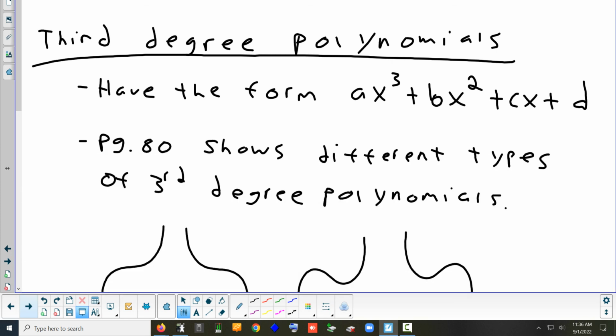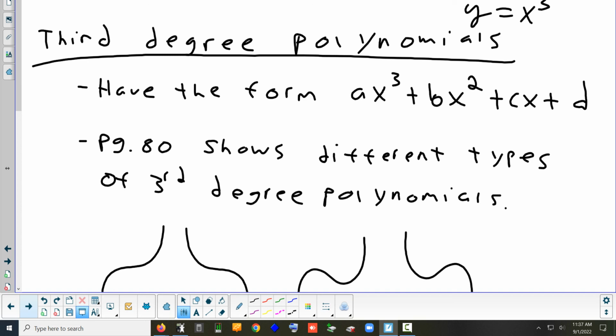So this is the general format of a cubic polynomial. It's ax cubed plus bx squared plus cx plus d. You may not have the a, the b, the c, and the d. I mean, the simplest cubic polynomial essentially makes a 1, b 0, c 0, and d 0. That's the simplest cubic you can have.